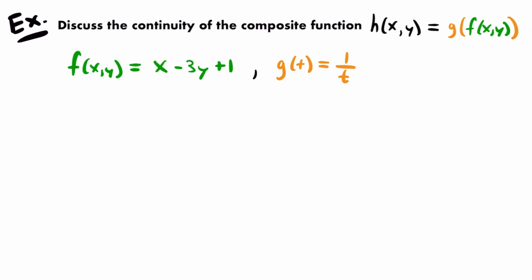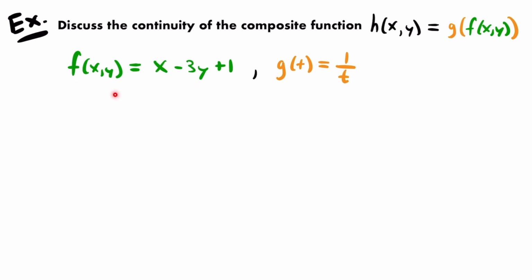Here we once again want to discuss the continuity of the composite function h of xy is equal to g of f of xy. This time our multivariable function f of xy is equal to x minus 3y plus 1. And then the single variable function g of t is equal to 1 divided by t. All right, now to determine the continuity of this composite function, we should look at what is the continuity of each of these two functions that will make up that composite function.